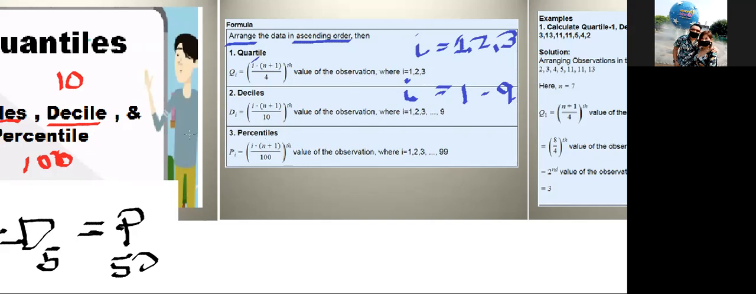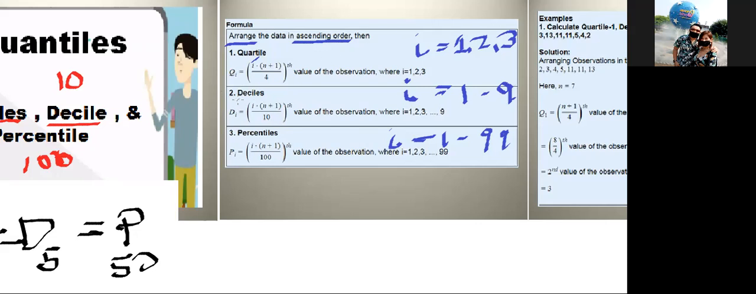For percentile, of course, everybody knows that it is 100, so your i can be 1 to 99. Why don't I include the 100? Because it's 100%. Why didn't I include 4 on the quartiles and 10 on the deciles? Because it's the full amount or the full part, so we don't need to have that.